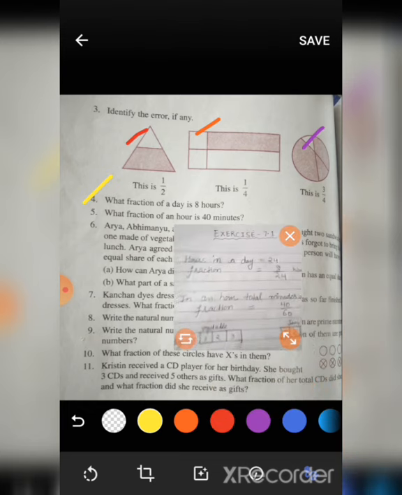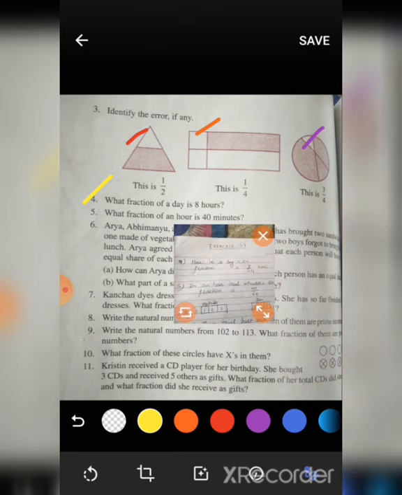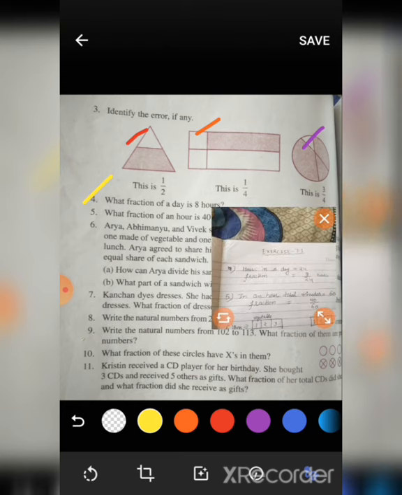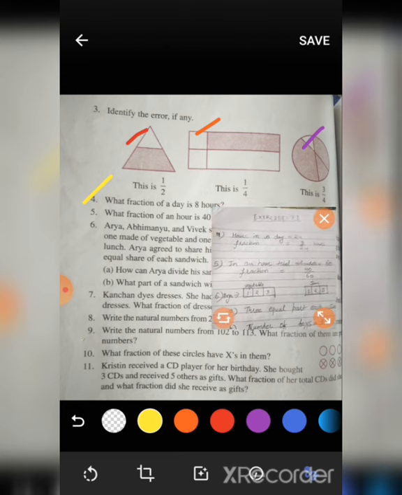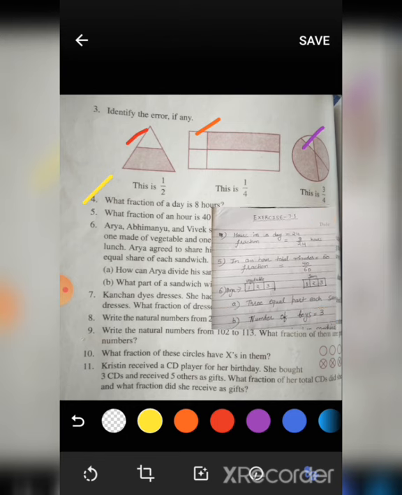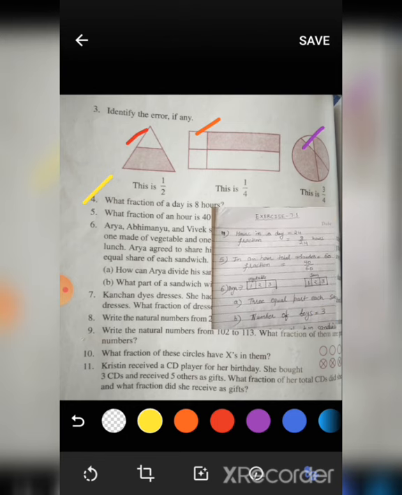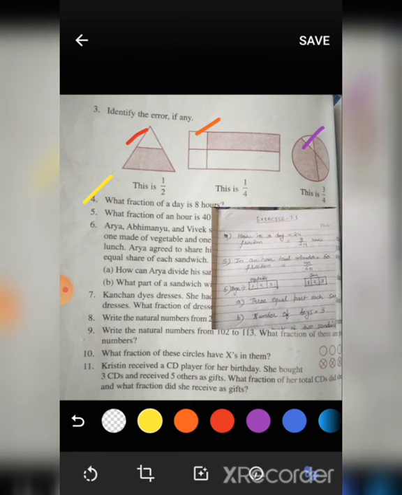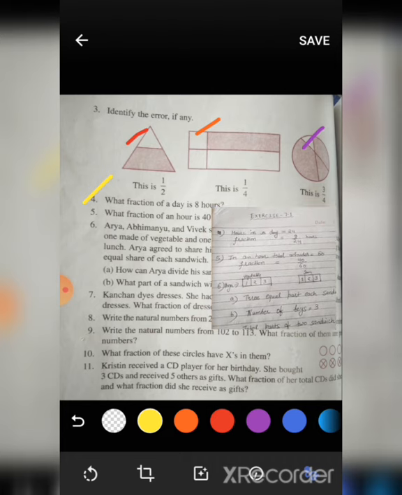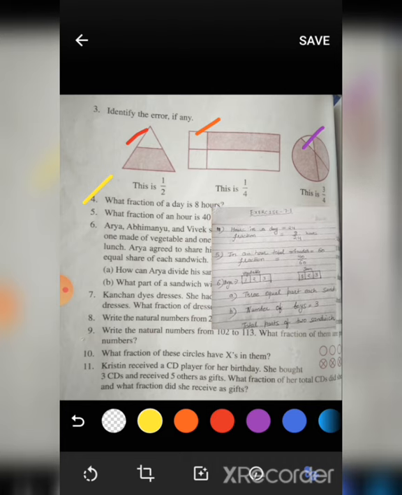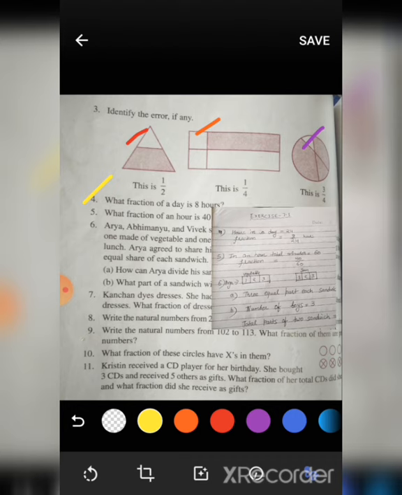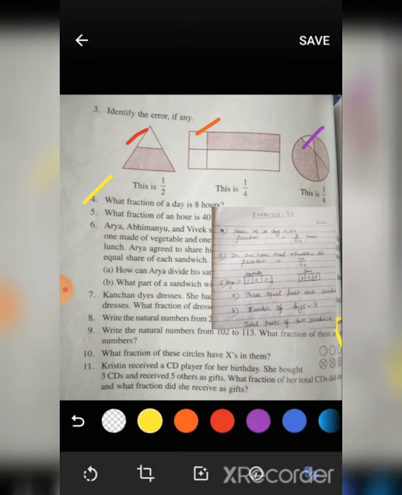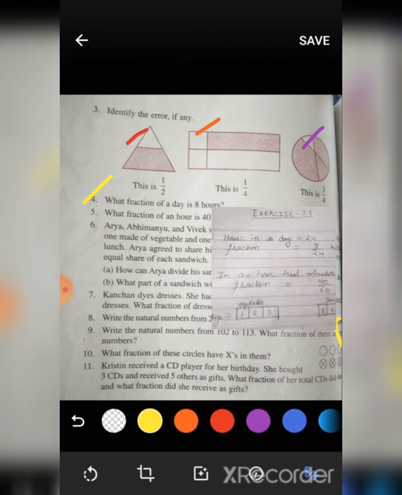I hope you are able to see this solution. You will write hours in a day is equal to 24, and you have to write the fraction of 8 hours. I told you how to write a fraction. First you will write 8 in the numerator and 24 in the denominator. So our fraction will become 8 by 24.